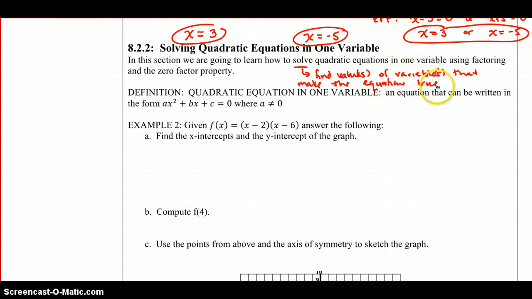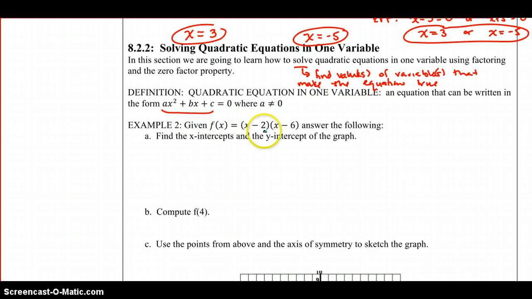We've had equations that have more than one variable, so that's why I've put the S here in parentheses, whether it's one value or values, or variable or variables. So a quadratic equation in one variable is an equation that can be written in the following form: ax squared plus bx plus c equals 0, where again a cannot be 0.